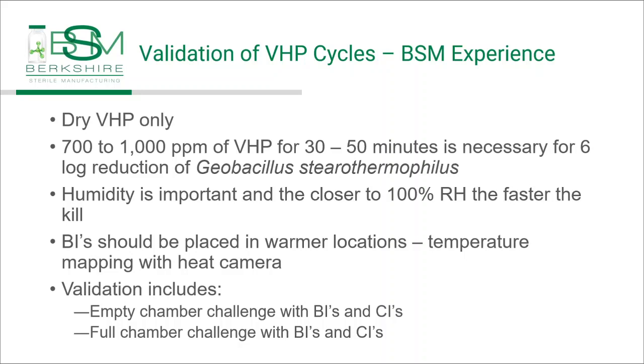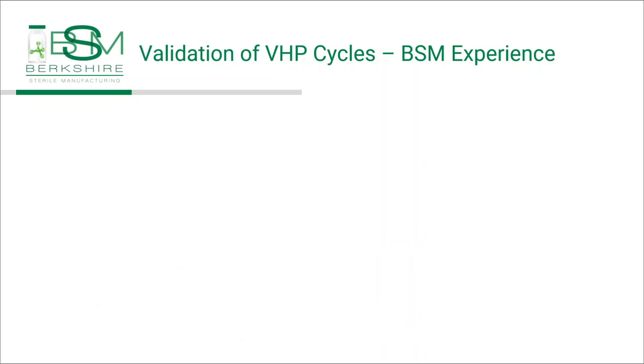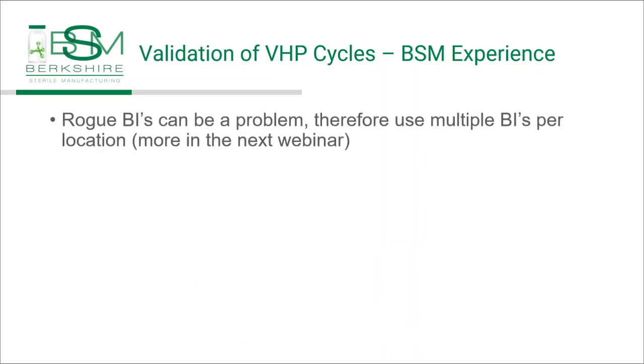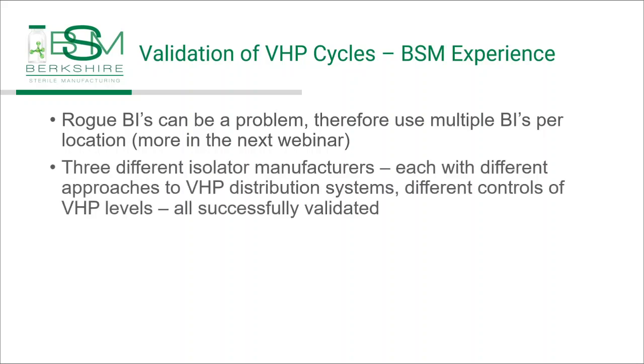This is with everything that you'd put into the chamber hanging inside the isolator, and with BIs and CIs on all of the materials that are hanging from the isolator. Rogue BIs can be a problem. Therefore, one should use multiple BIs per location. And we'll provide more information on this in the next webinar. This has been a subject that there's been a lot of publications on recently.